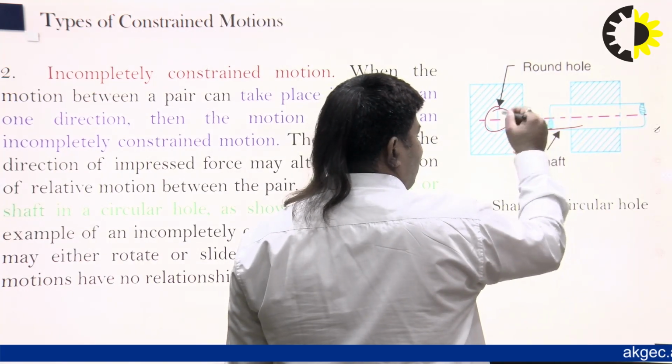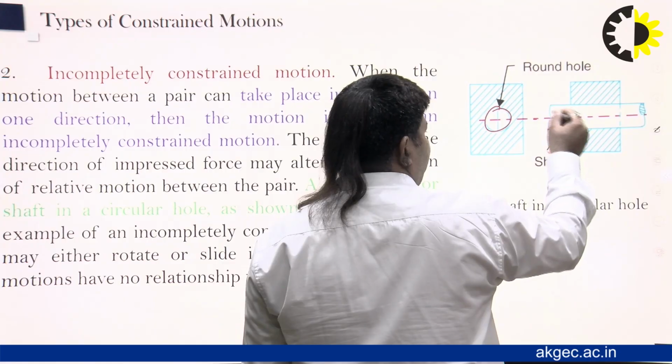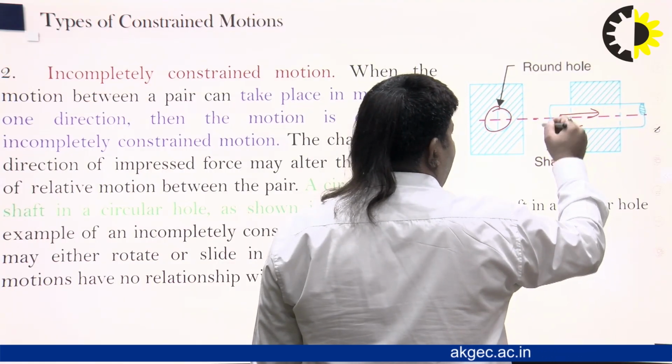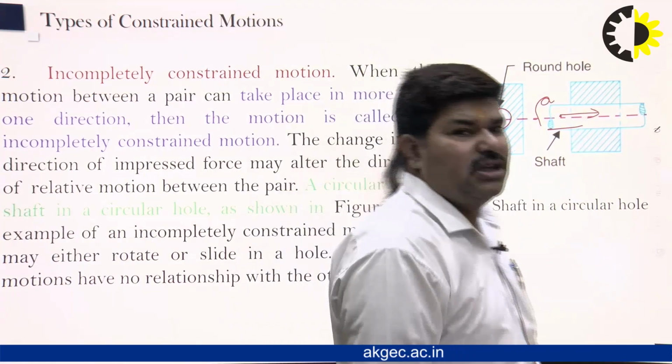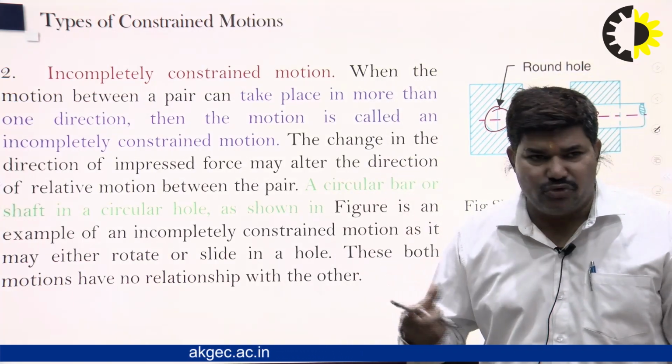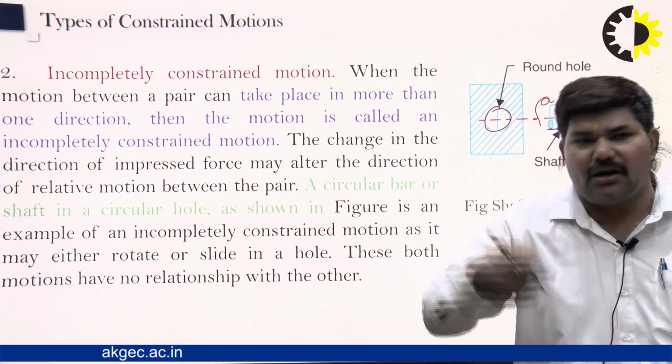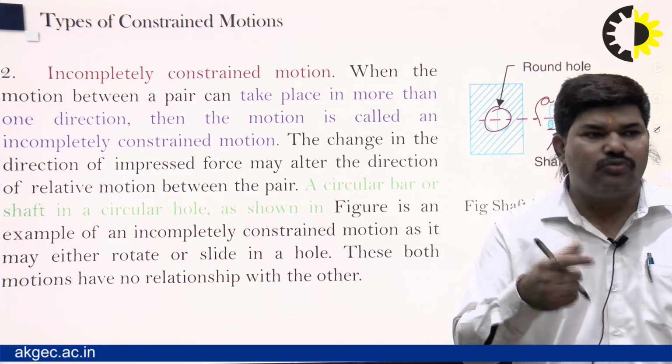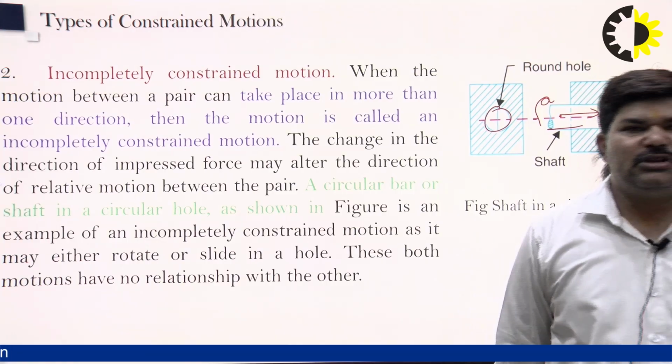If you fix this side and a force is applied, it will slide and it will also rotate. So there are two motions possible in this case. In the figure, you can see an example of incompletely constrained motion, as it may either rotate or slide in the hole, and these two motions have no relation with each other.